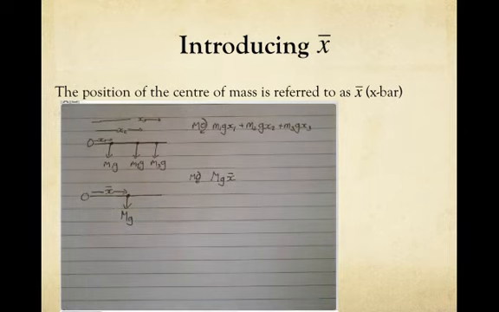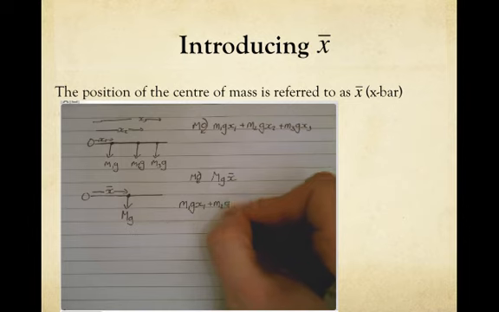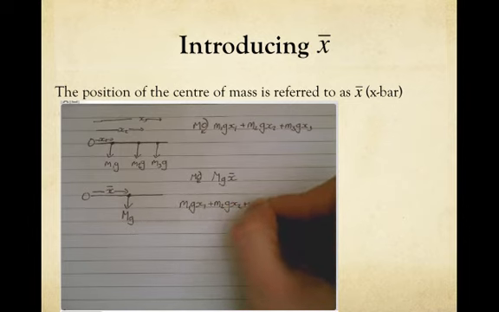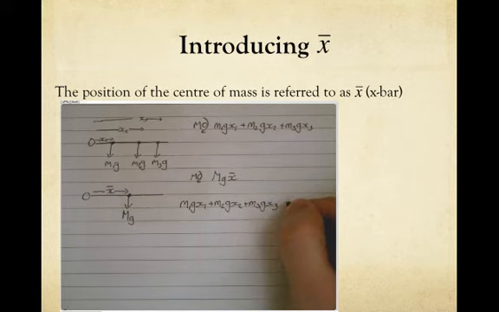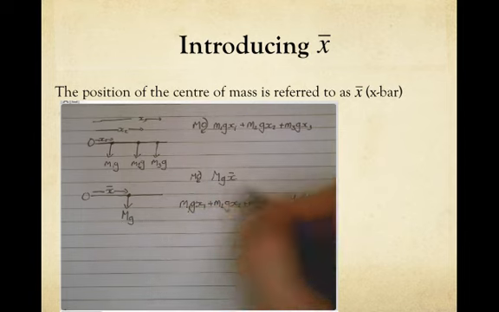So we've got m1g x1 plus m2g x2 plus m3g x3 equals capital M G x bar. Now from this we can immediately see that every single term has a g in it, so they all cancel out.